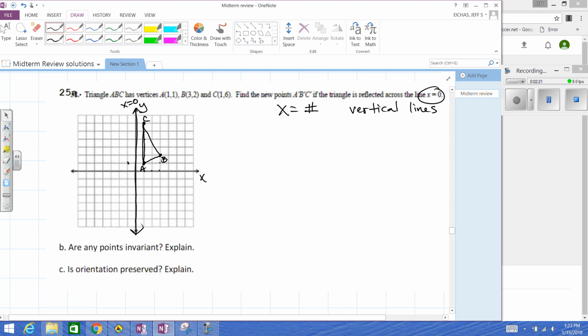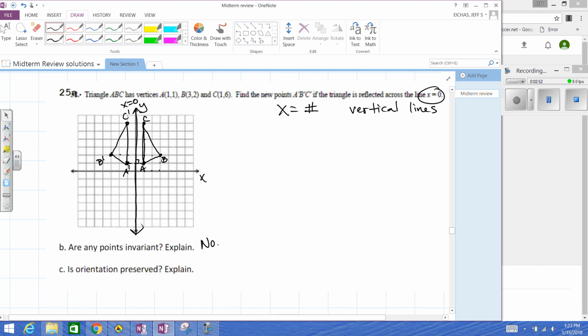So there's A prime. You want to move perpendicular, the same distance away from the mirror. Same thing. Now, let's see. There must be more. No, that's it.